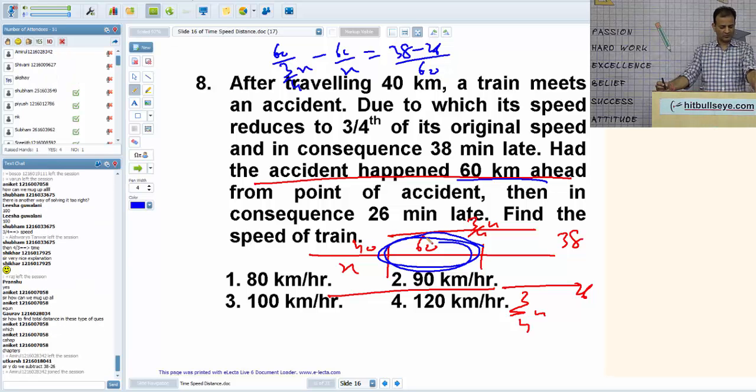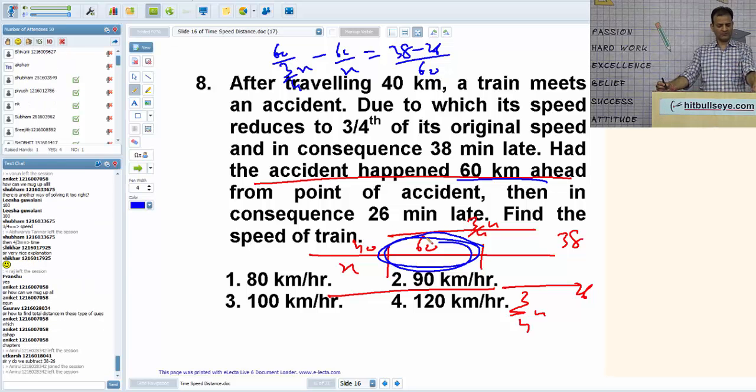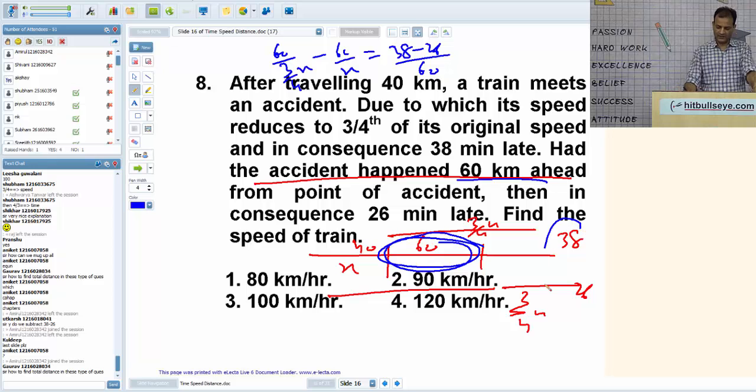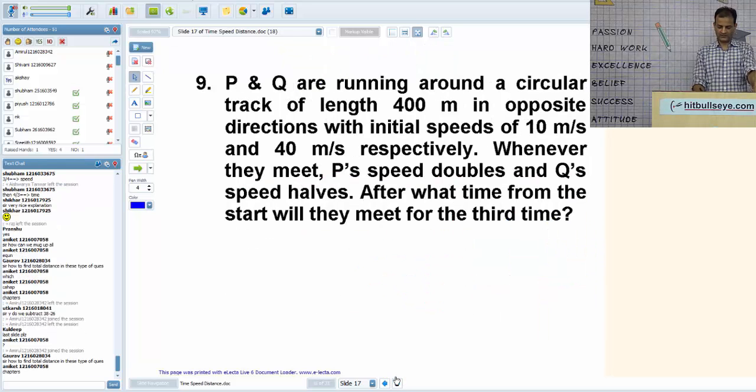Okay, so just read 2-3 times, then you will know the difference, 38 minus 26. Now next question is, Gaurav, how to find the total distance? This type of question, distance. Simply, as you are aware, walking at 3/4 of usual speed, a man is 20 minutes late.